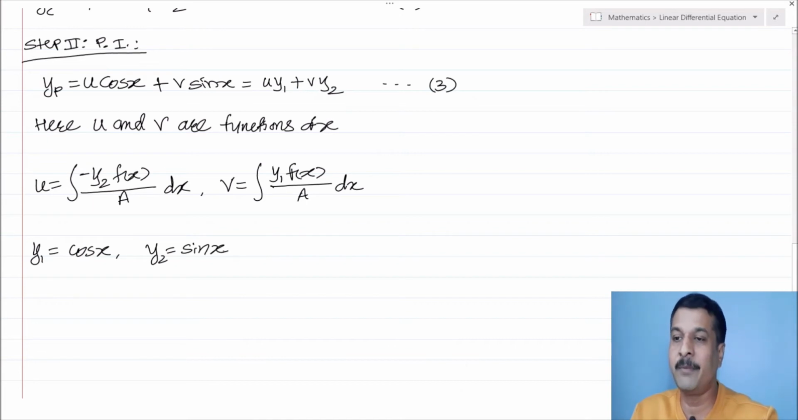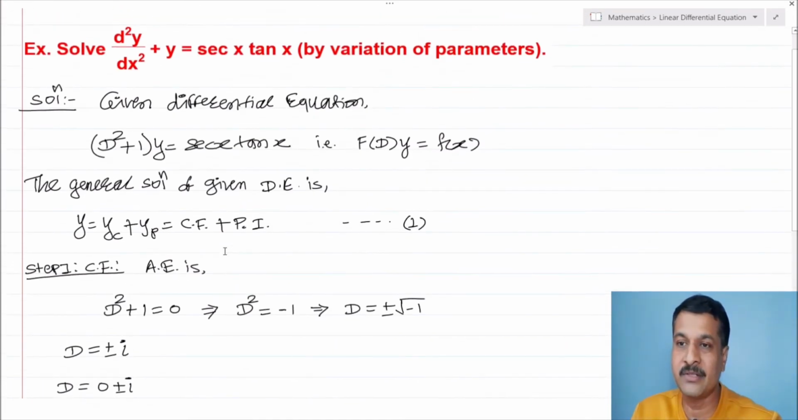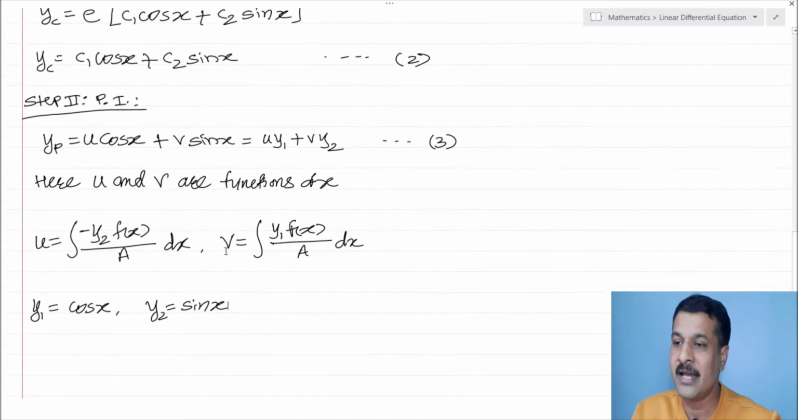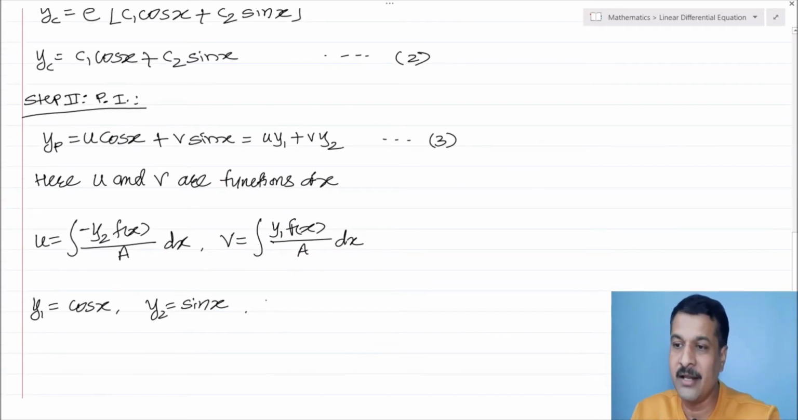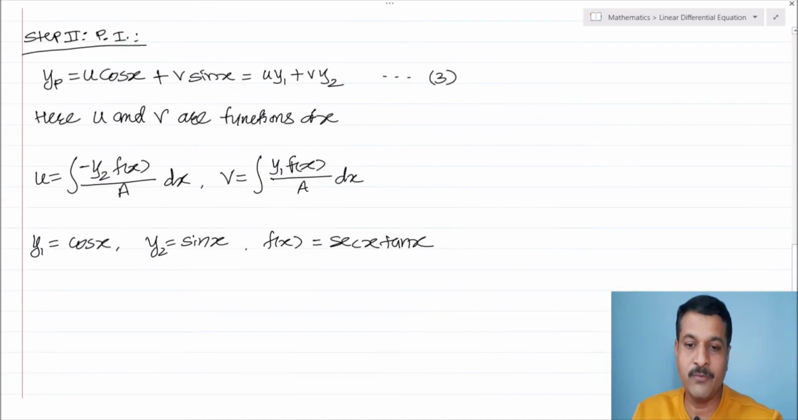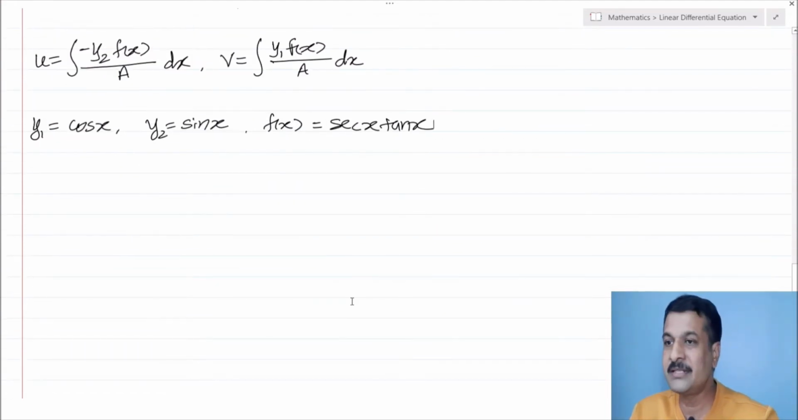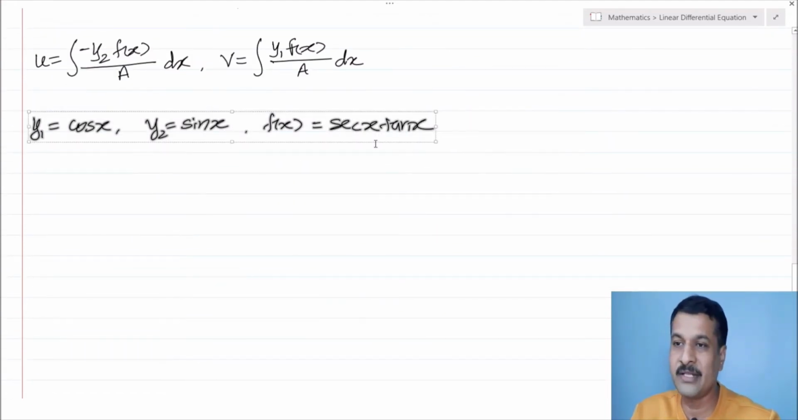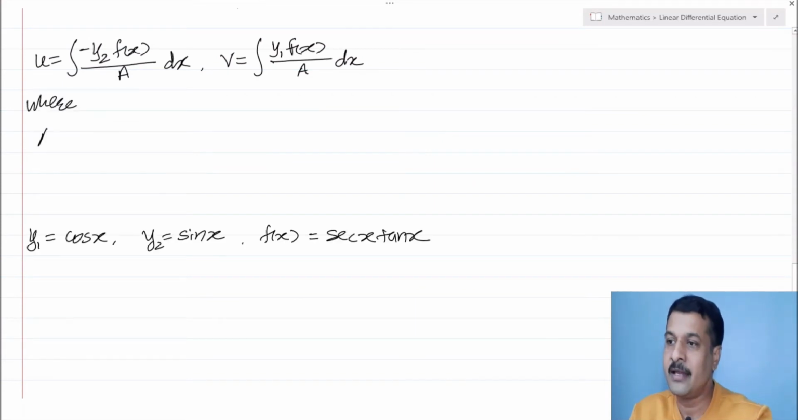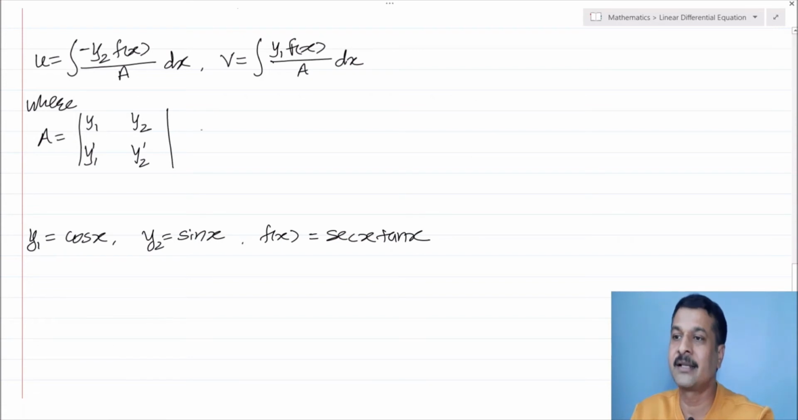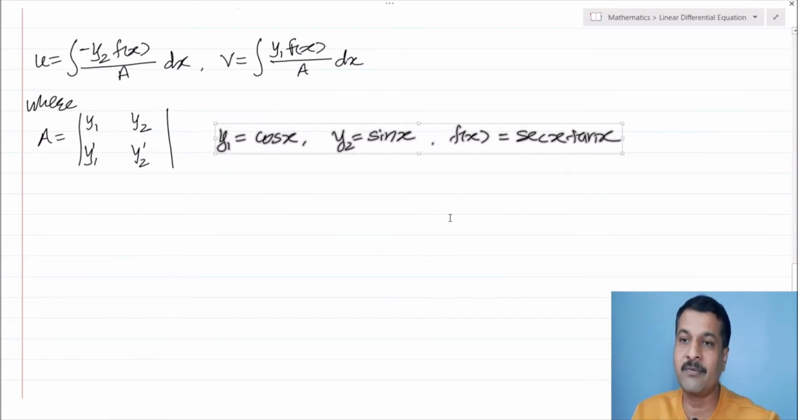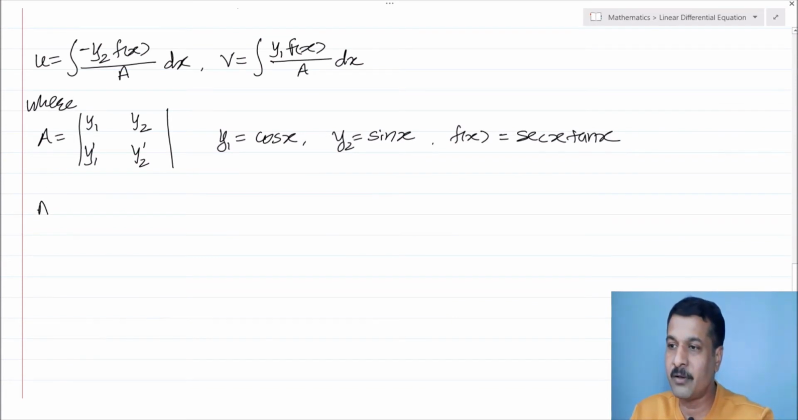What about f of x? You can see in the given differential equation, the right hand side is sec x into tan x. So that is nothing but your f of x. Now you find first A. What is this A? Before that you declare what is A, where A is a Wronskian, means it is a determinant of y1, y2, y1 dash, y2 dash, and it is known as Wronskian. So here I want this y1, y2 and this f of x. So what is the value of A now?